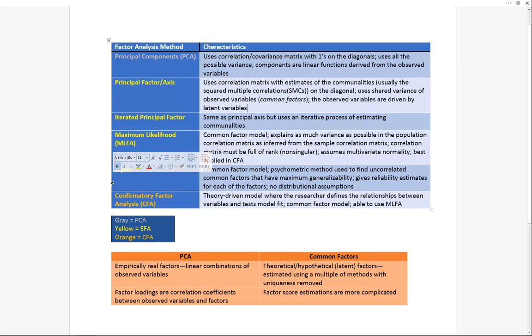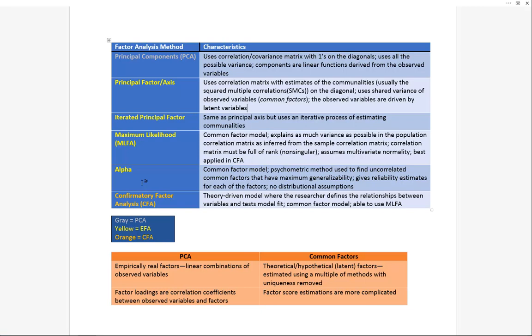The next one is alpha. This is another common factor model, the psychometric method used to find uncorrelated common factors that have maximum generalizability, and it gives reliability estimates for each of the factors. Unlike maximum likelihood factor analysis, there are no distributional assumptions. Now, those four that I just went over are part of exploratory factor analysis.